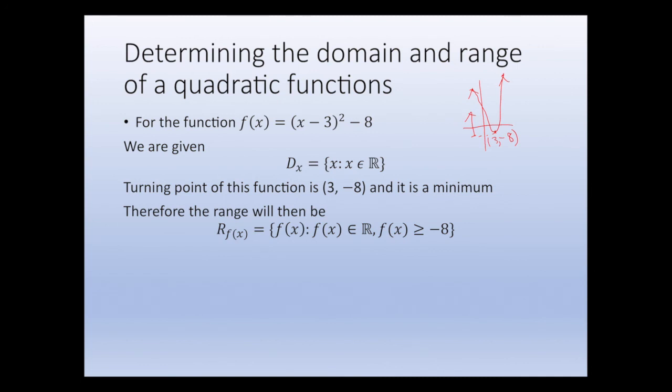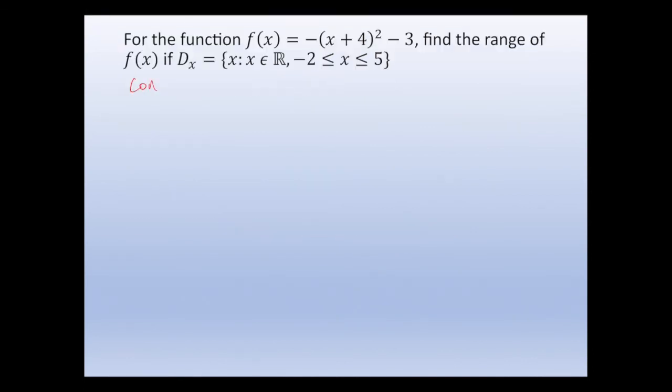So the range is therefore f(x) is an element of the real numbers, and f(x) is greater than or equal to minus 8. Alright, now let's have a look at this function. It is a concave down shape because of that negative, and therefore the turning point is actually a maximum, and it should be (-4, -3). Right? So now, let's see.